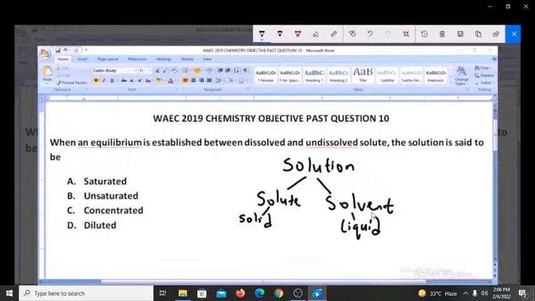So for a saturated solution, unsaturated solution, concentrated solution, and diluted solution, the definition of these terms each depend on the amount of solute you have in the solvent. So a saturated solution contains the maximum amount of solute that the solvent is capable of dissolving. So when a solvent contains the highest amount of solute that it is capable of dissolving, the solution formed is said to be a saturated solution.